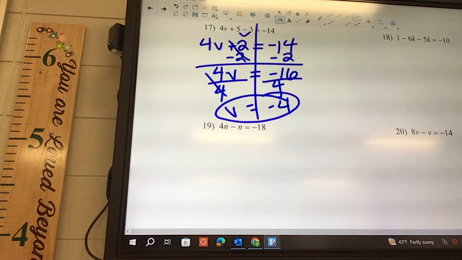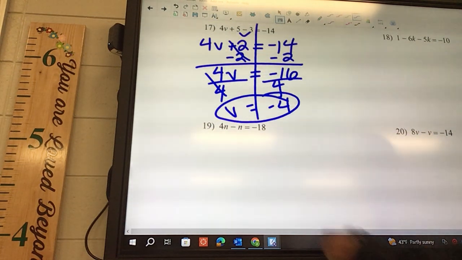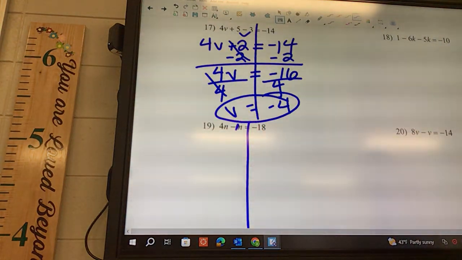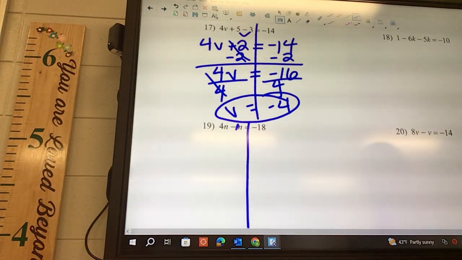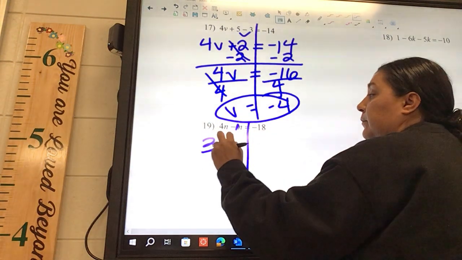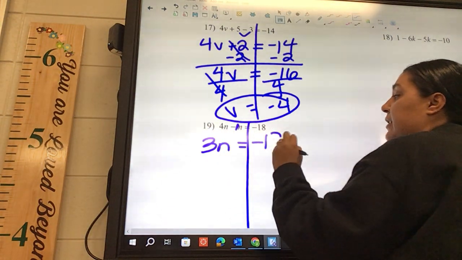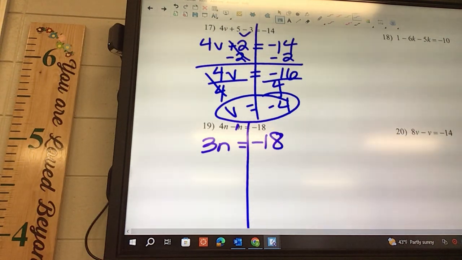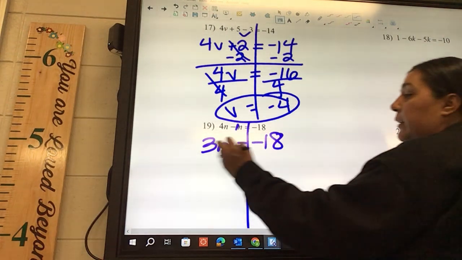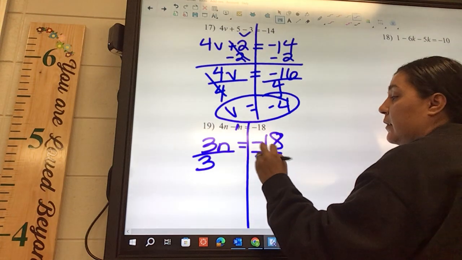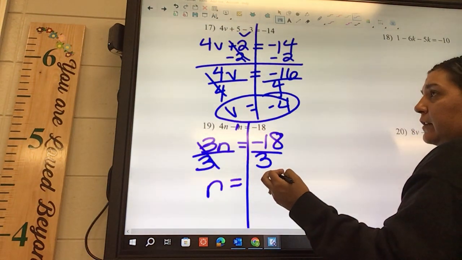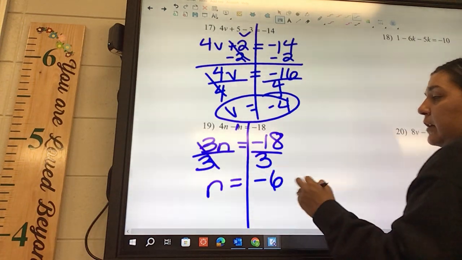Okay, and last one, the 19. Okay, I can put a 1 in between that negative and the n. So 4 minus 1 is going to be 3n equals negative 18. And then I'm going to divide by 3. Divide by 3. What is that, 6? Yeah, negative 6.